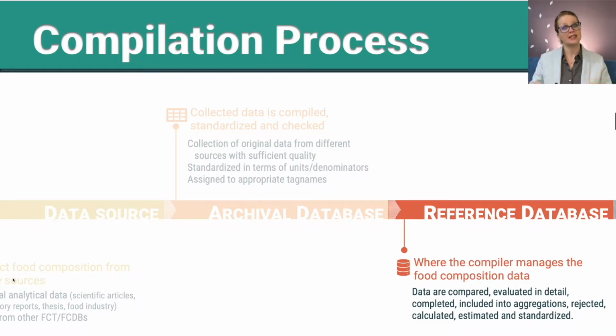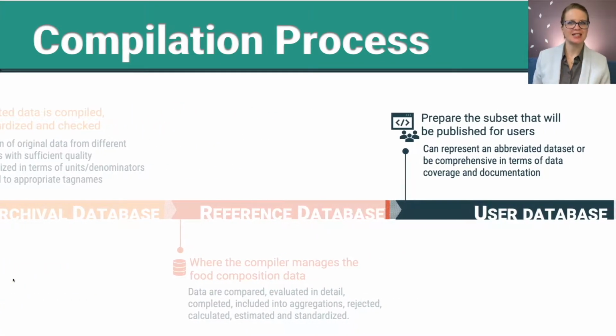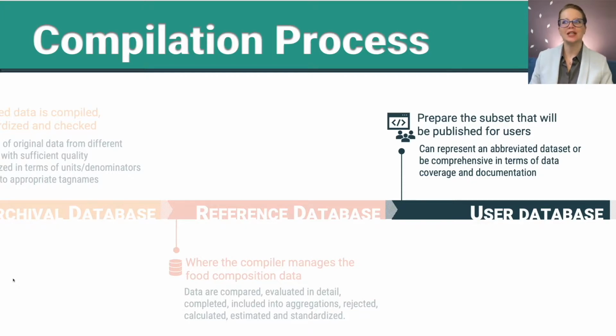composition table, because at this level of the food composition data management, we are going to put all the similar foods together and then compare the values, evaluate in detail the information that we have, complete the missing values, make all the calculations and the standardizations that we need to have a good quality food composition table. So here is where we are going to spend most of the time during the management of a food composition database. And then the last step in the management of food composition data is to prepare the user database.